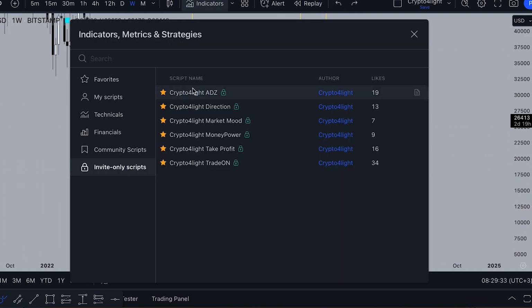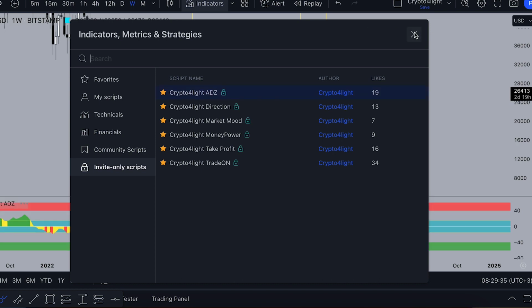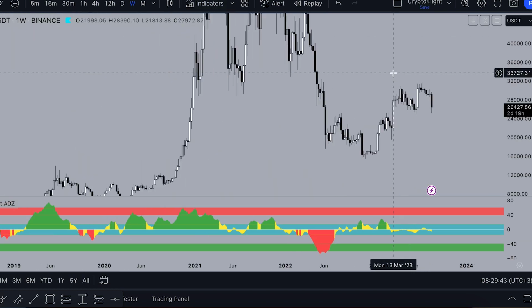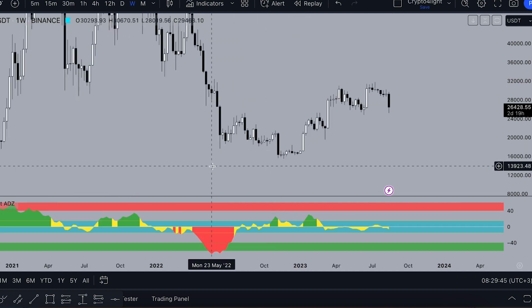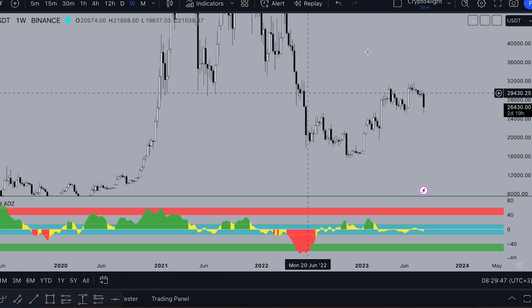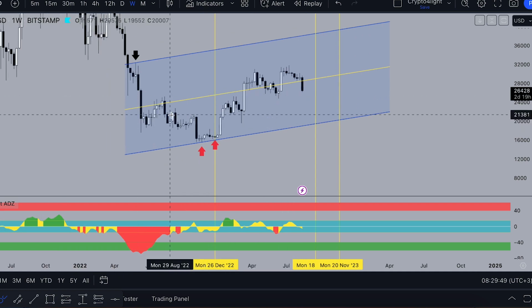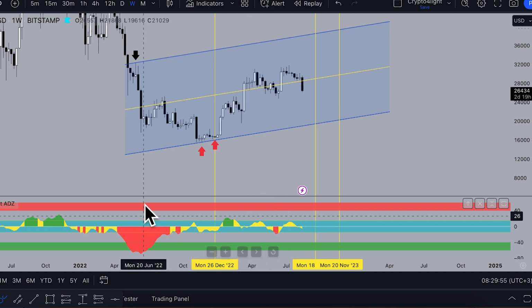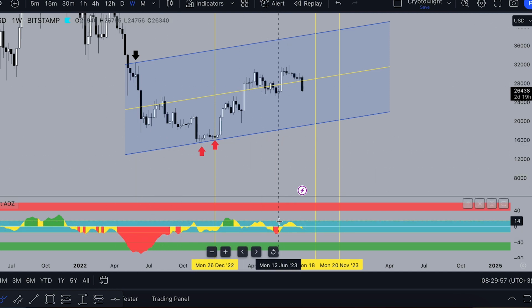Let's take a look now at indicators. ADZ on Bitstamp and ADZ on Binance. Here, on the weekly time frame, we got accumulation in May, June 2022. Here, the same story: June 2022, huge accumulation, one more time without any divergence, nothing.